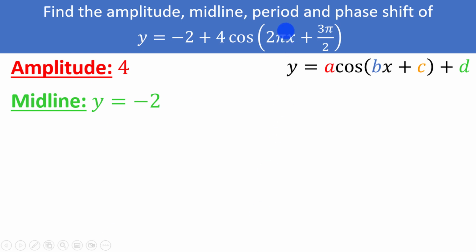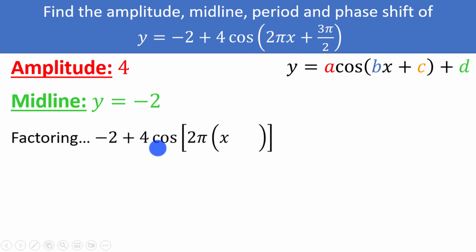Next, we are asked to find the period and the phase shift. You may recall that when you have both a period change and a phase shift, you should factor out the coefficient on x before trying to identify the phase shift. So factoring out 2π, we will have -2 plus 4 times the cosine of 2π times x, and then we have to think about what would have to go here to factor correctly. Recall that factoring is just dividing out some value. In this case, we are dividing out 2π.